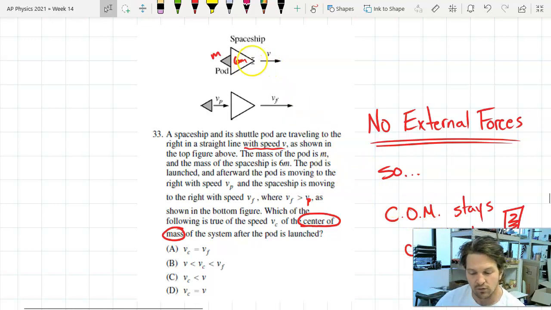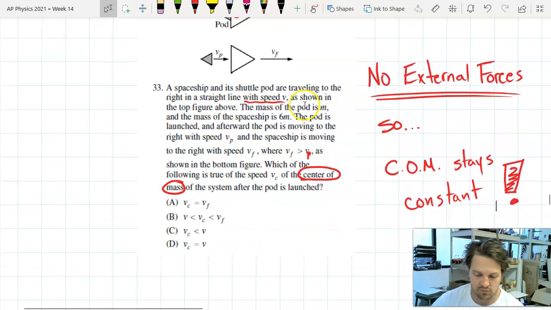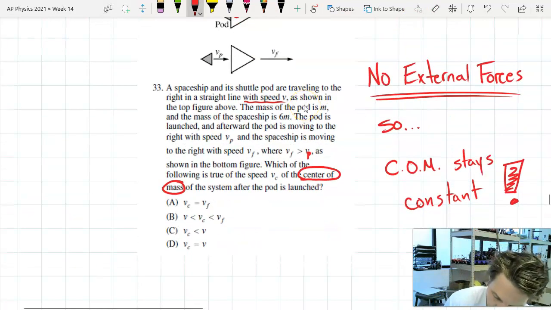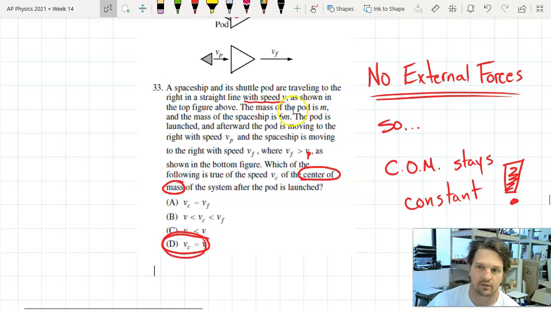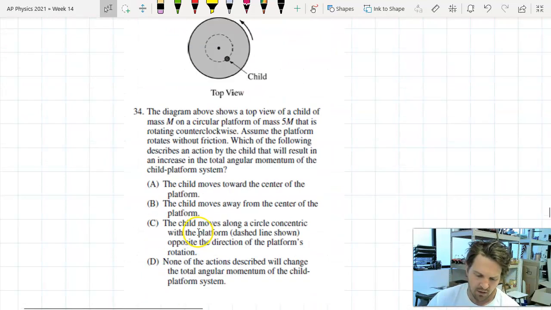Okay? So originally its center of mass was moving to the right at speed v. So even after they part, its center of mass is still just going to be moving to the right at speed v. So our answer right there is D. It's still doing just what it was doing.